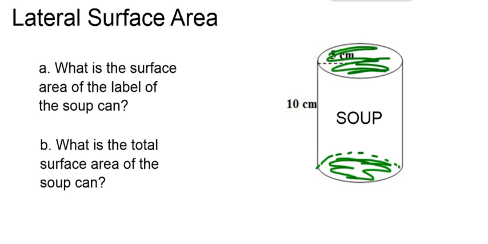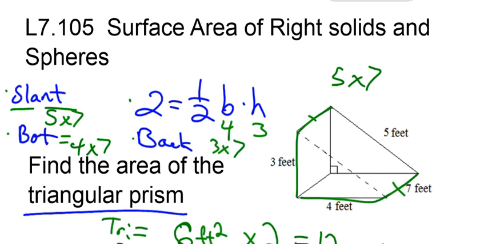In other types of prisms, if I were to ask you to find the lateral surface area of this triangular prism, I would say that the top and bottom, the two sides that are exactly the same, that everything's joined together, are the two triangles.